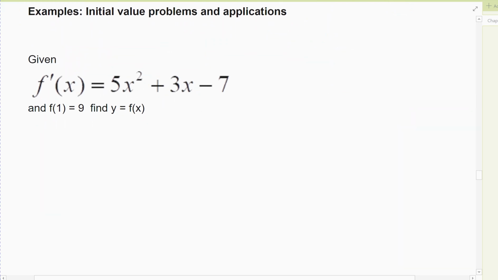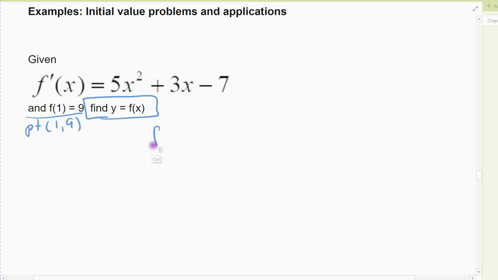Alright, so suppose I know my derivative, my rate of change. I know my derivative is 5x squared plus 3x minus 7. So that's my slopes, right? Rate of change. That's how fast my function is increasing or decreasing at any given time. I also know that my original function's value, when I plug 1 in, I get 9 out. So again, that would represent the point (1, 9). Find that unique function, and it is unique, there's only one function that has the derivative given, 5x squared plus 3x minus 7, and has the point (1, 9) on it.